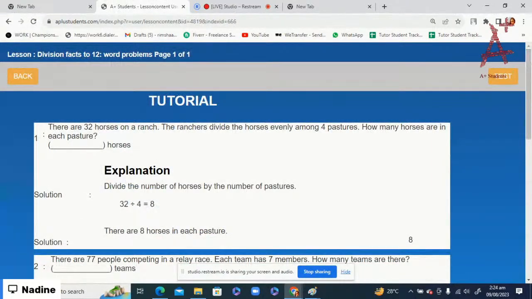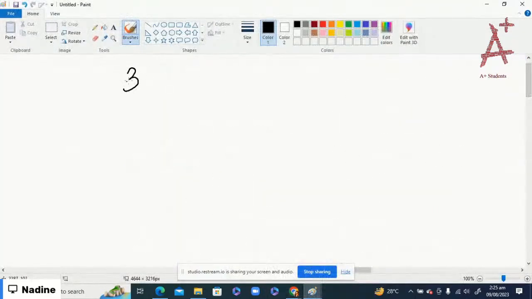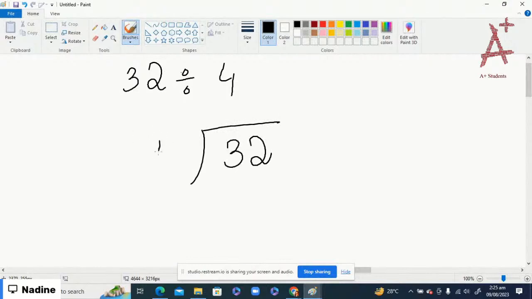Okay, look here. There are 32 horses on a ranch. 32, total number of horses. Then the ranchers divide the horses evenly among 4 pastures. How many horses are in each pasture? Total number of horses is 32. And how many pastures evenly? That is basically 4. So let's divide 32 over 4. Here we're gonna divide 32, that is inside, and 4 is outside. Okay, let's divide 4 over 32.